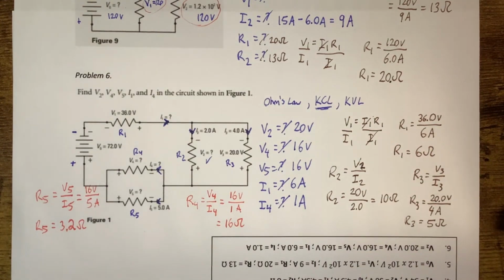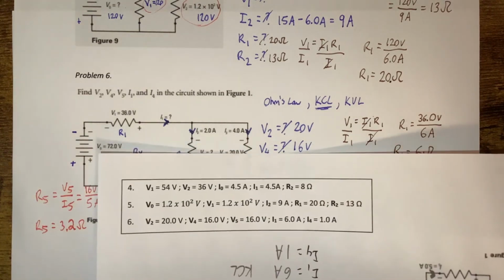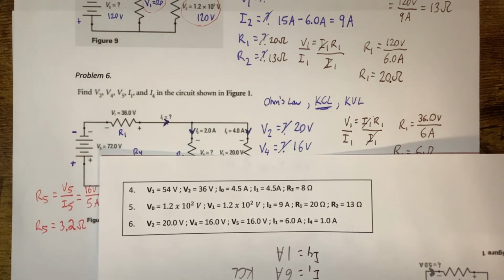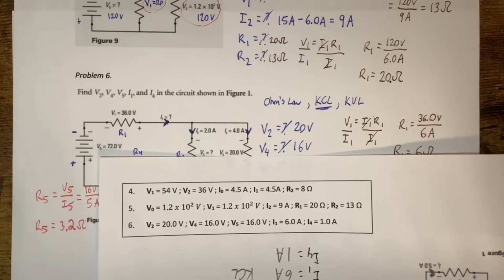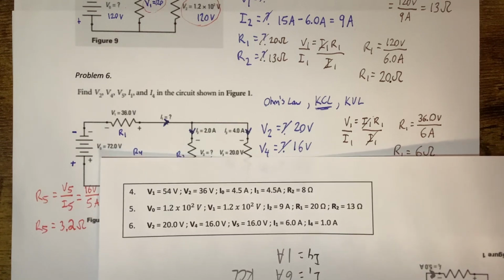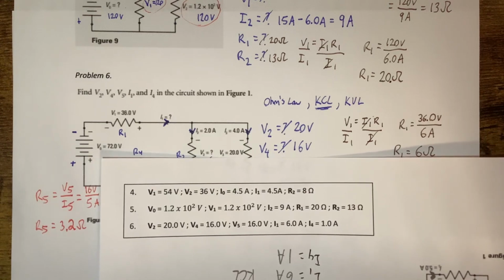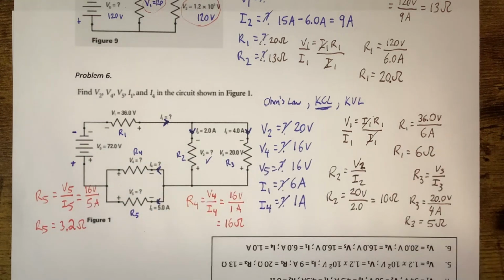Okay, hopefully that helped. And again, we'll stick with the theme here. Let's see if we matched our answers for problem 6. So we're looking at 20 volts for V2, 16 for V4 and V5. Our current for I1 is 6, and for I4 is going to be 1. And it looks like that checks out real nicely here.